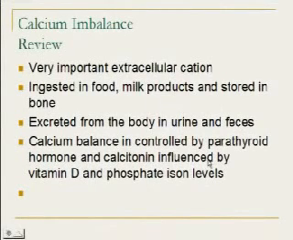Another electrolyte that's important in our system is calcium, and there can be calcium imbalances. This is another cation, a very important extracellular cation, ingested with food, milk products, stored in the bone, and excreted from the body in urine and feces. Calcium balance is controlled by the parathyroid hormone and calcitonin, influenced by vitamin D and phosphate ion levels.